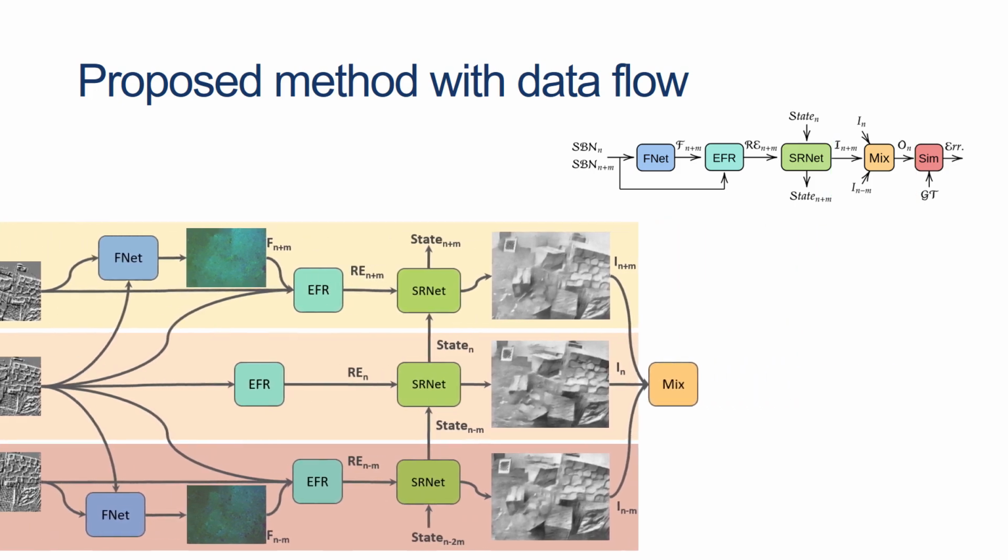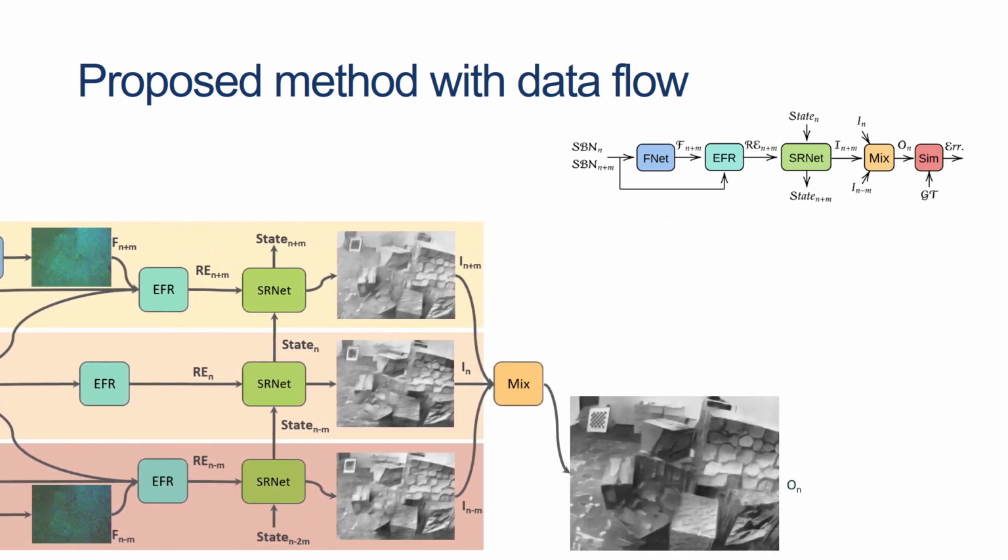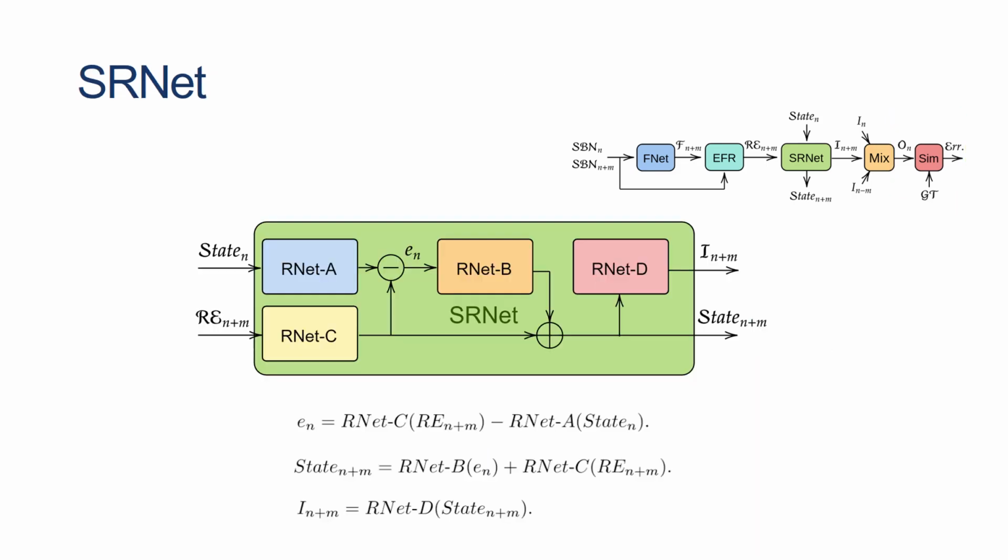At training, we compare this output with the ground truth using our similarity metrics. SRNet is a combination of 4 residual networks, with ResNet C being its deepest. We designed the connections so that the reconstructed image mainly relies on new incoming events while also considering previous states.